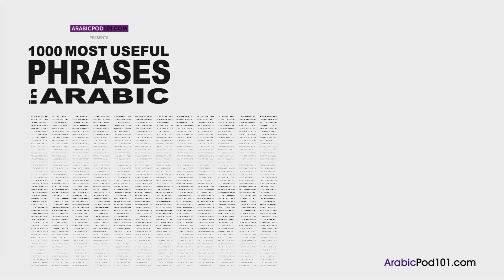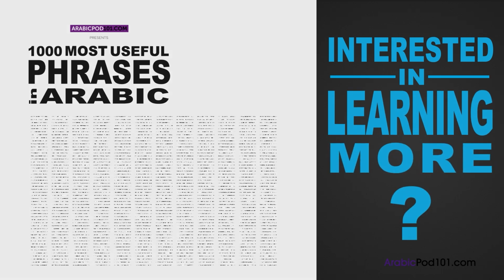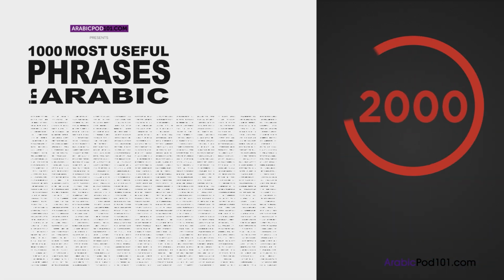You just learned the 1,000 most useful phrases in Arabic. And if you're interested in learning more, try learning the Core 2000 word list. With this, you'll understand 95% of the language, and best of all, this is not a joke.